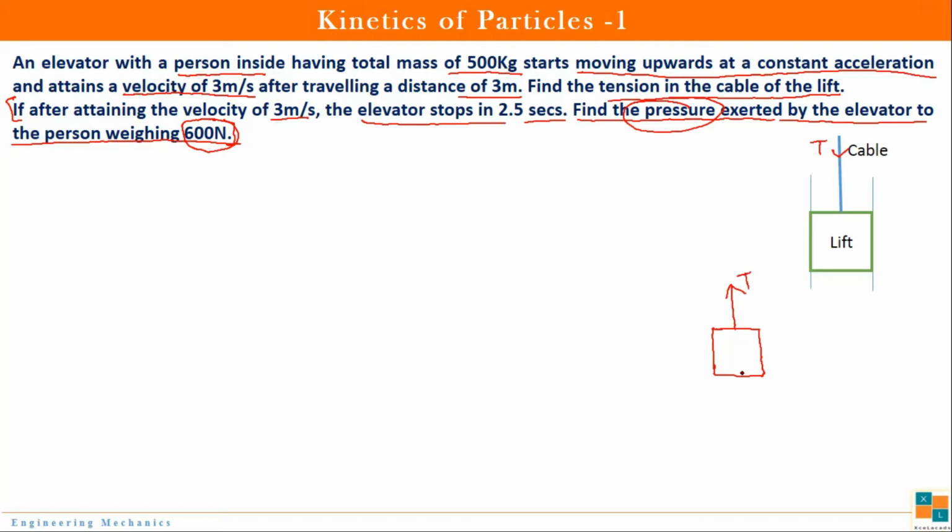Next is the self weight. For self weight, it is always acting vertically downwards, and the value is given to us as 500 kg. So it will be 500 into 9.81.